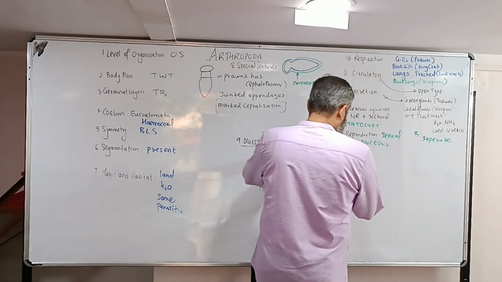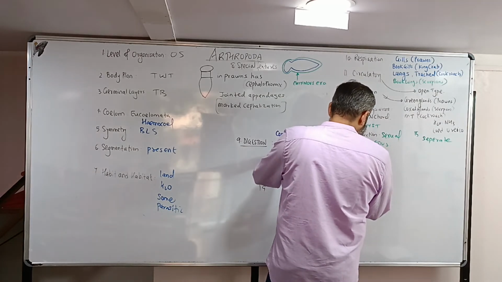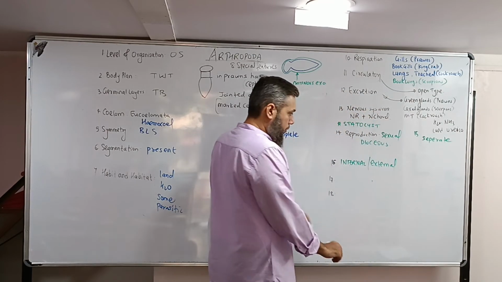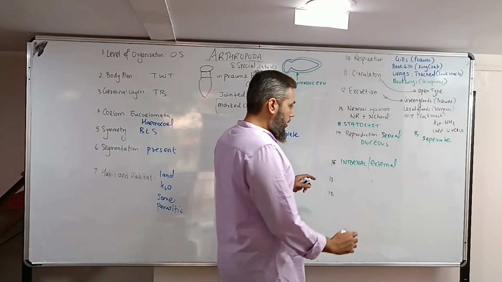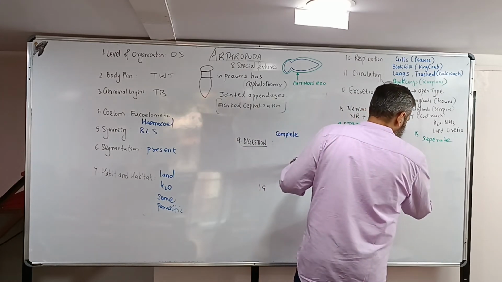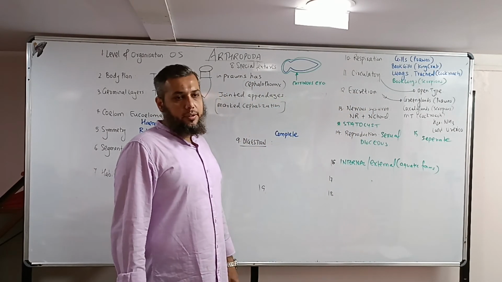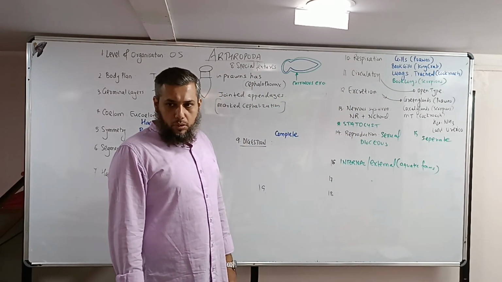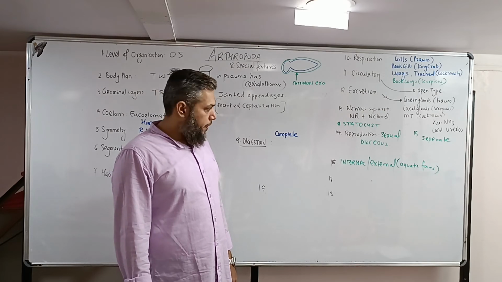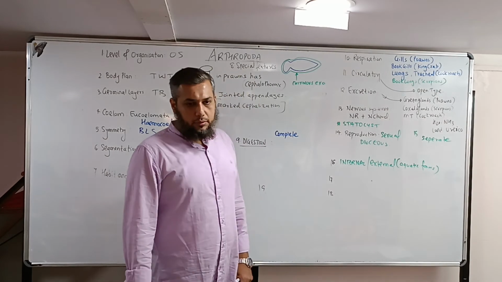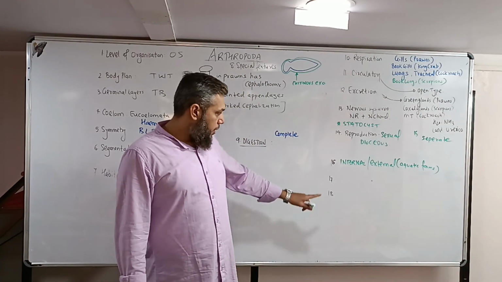Fertilization. It can be internal as well as external. External is seen in aquatic forms, but mostly those on land show internal. Understand: external in aquatic forms, internal on land. Clear everybody? Is the 17th point left?